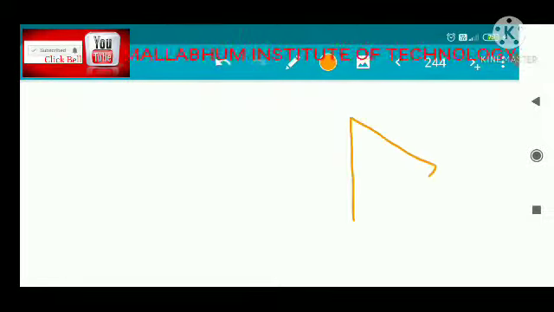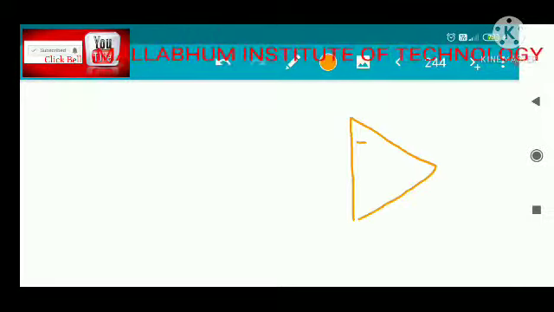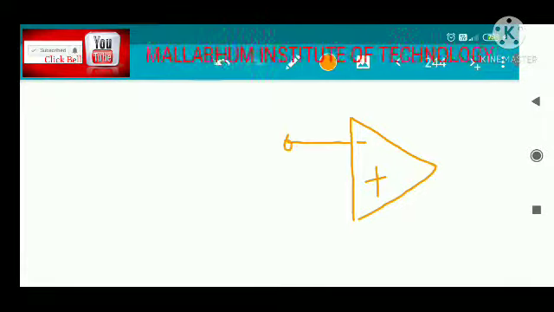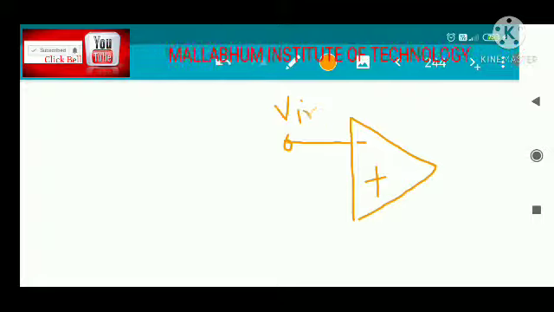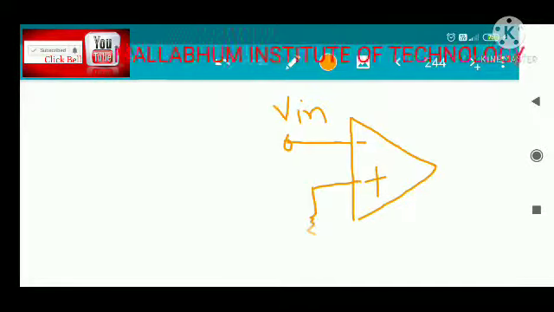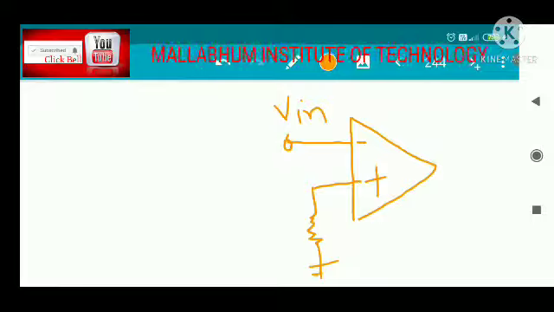So this is the circuit diagram. First I am drawing the circuit diagram. This is the negative terminal, this is the positive terminal. This is the input voltage, given to the negative terminal, and as expected, the output. Then there is one resistance connected to ground.